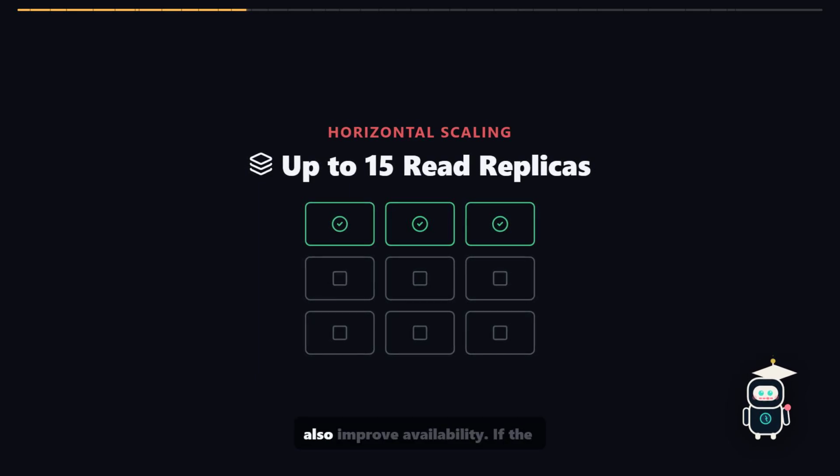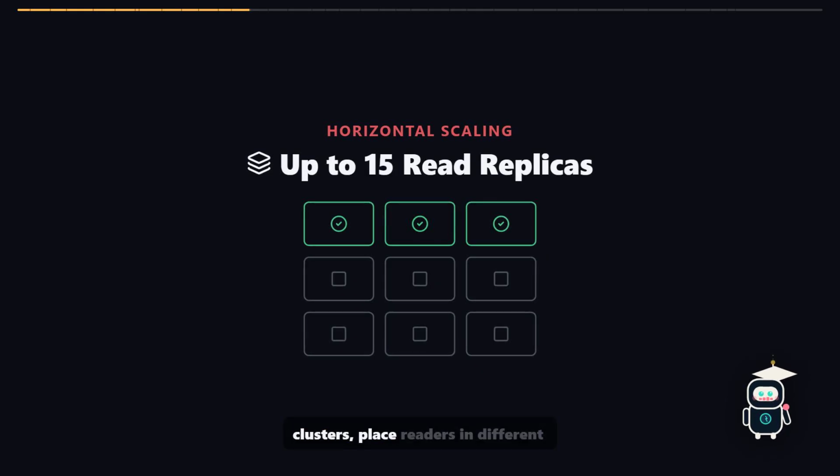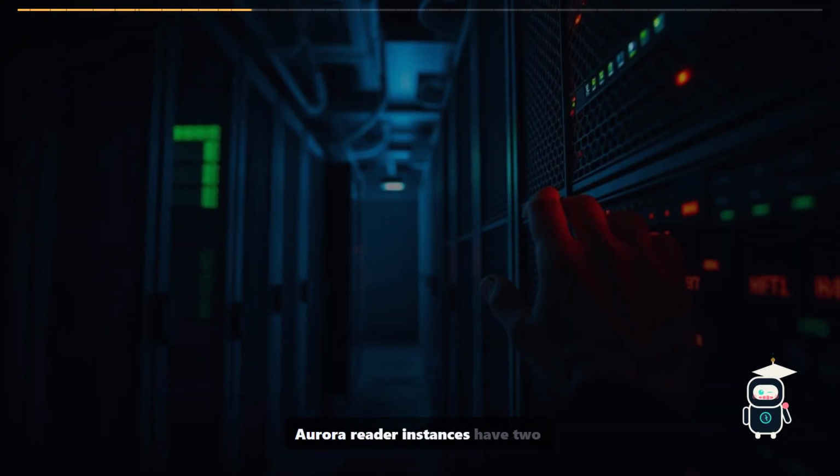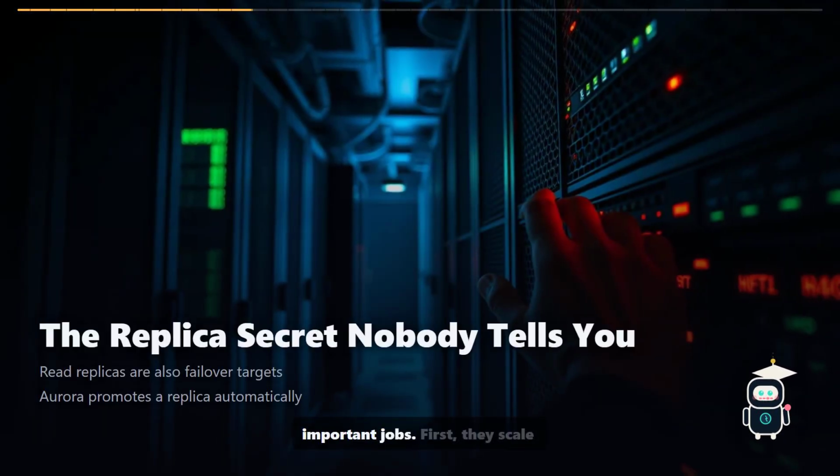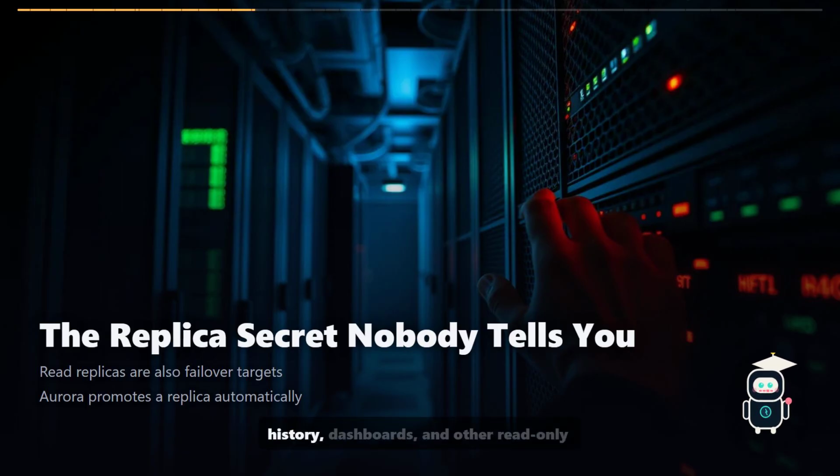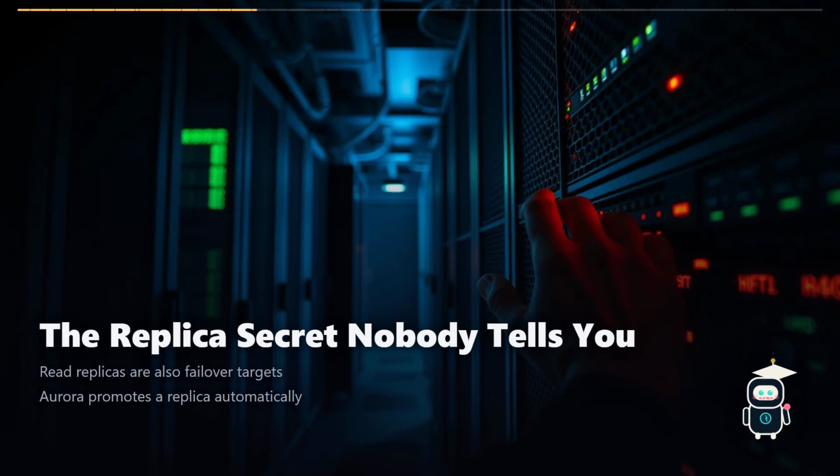Reader instances also improve availability. If the writer fails, Aurora can promote an eligible reader to become the new writer. For important clusters, place readers in different availability zones and define promotion priorities deliberately. Aurora reader instances have two important jobs. First, they scale eligible read traffic. An application can send product searches, account history, dashboards, and other read-only workloads through the reader endpoint instead of sending every request to the writer.